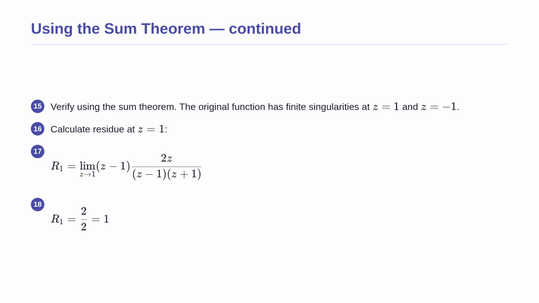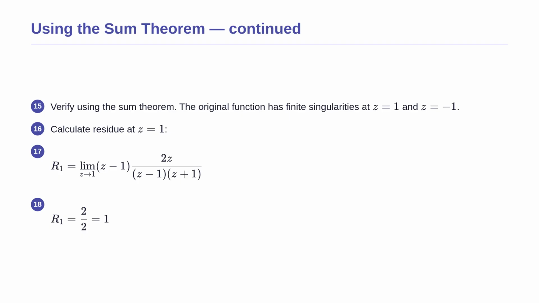Now, let us verify this using the sum theorem. The original function has two finite singularities, where its denominator becomes 0. These occur at positive 1 and negative 1. We calculate the residue at the first finite singularity by multiplying by the problematic term, z minus 1, and taking the limit as z approaches 1. The terms cancel, and plugging in positive 1 gives us 2 divided by 2, which is exactly 1. This is the mathematical footprint of the first campfire in the finite plane.